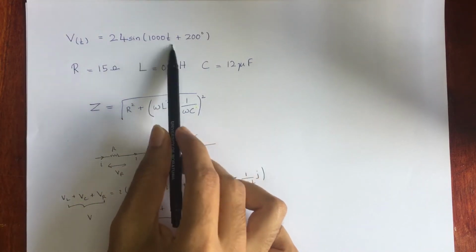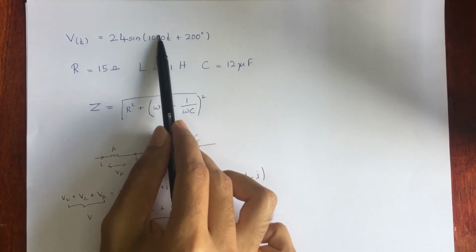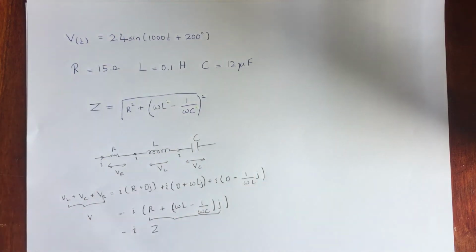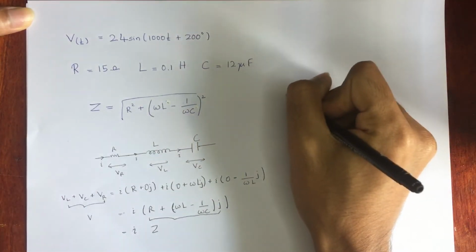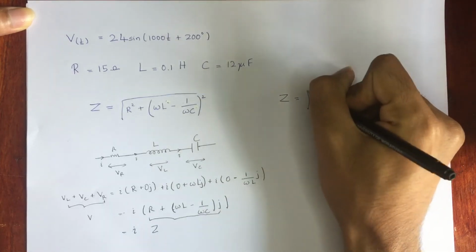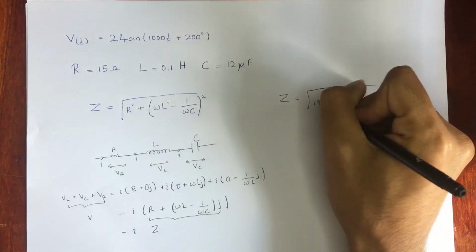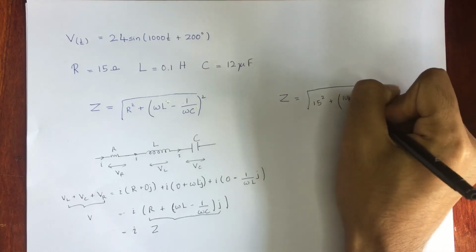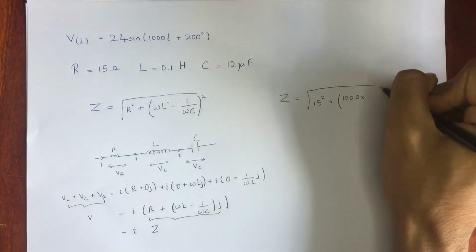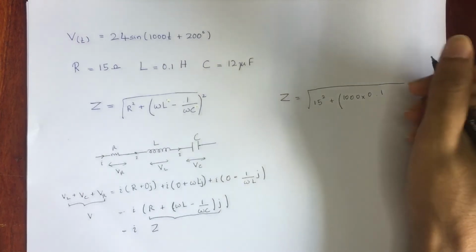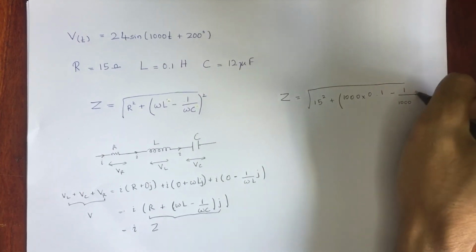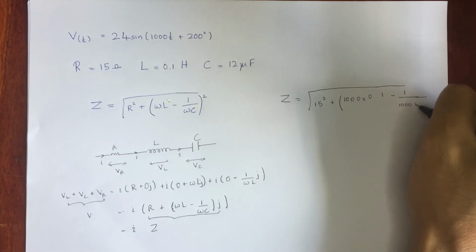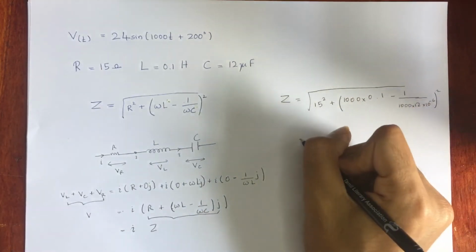As you can see over here, the omega is going to be 1000 radian per second. If I write it like this, it is going to be root of R squared, which is 15 squared, plus 1000 into L, which is 0.1, minus 1 over 1000 into C. Be careful with the C, it's microfarad, so 12 into 10 to the power minus 6, the whole thing squared. So we need to simplify this.